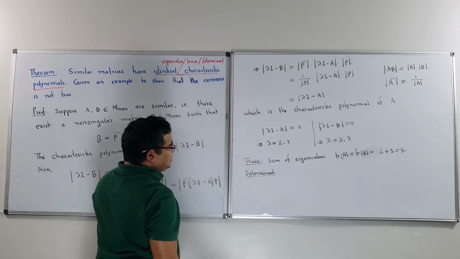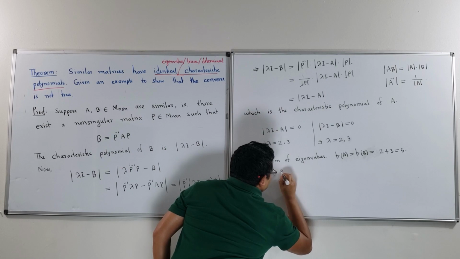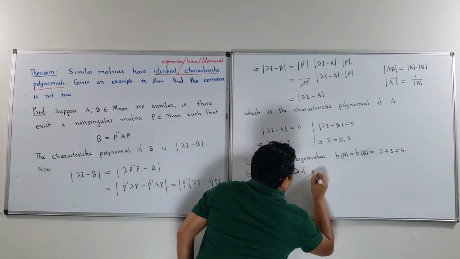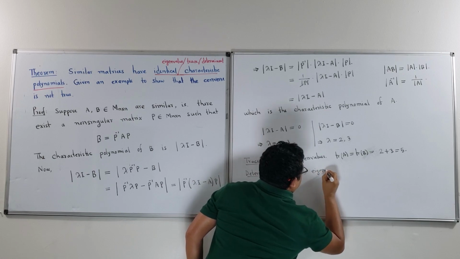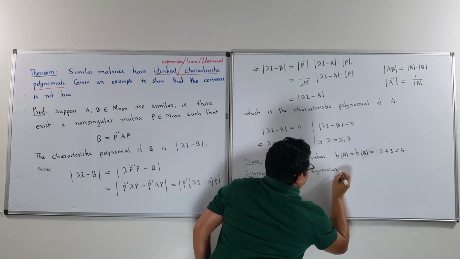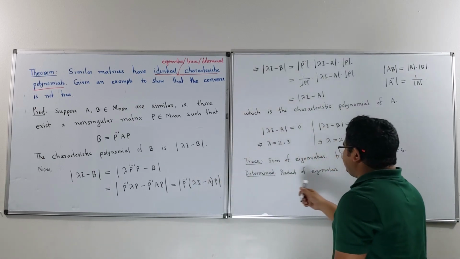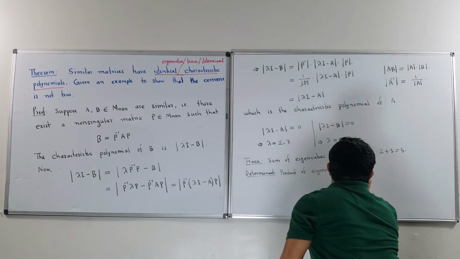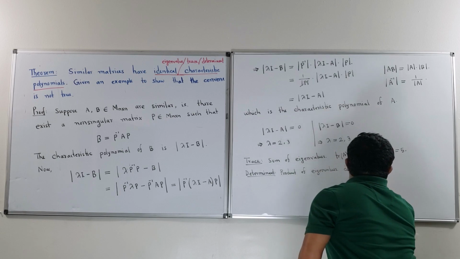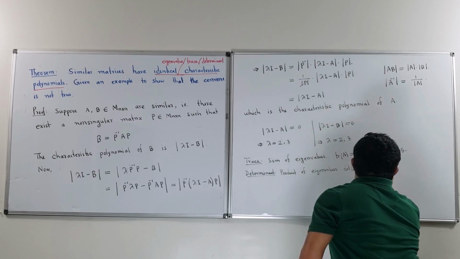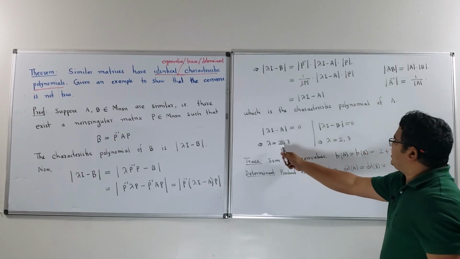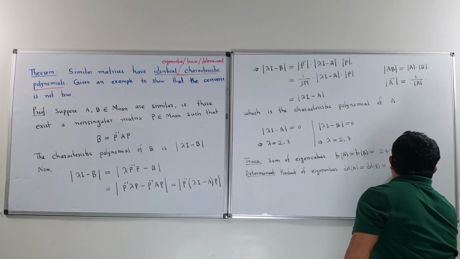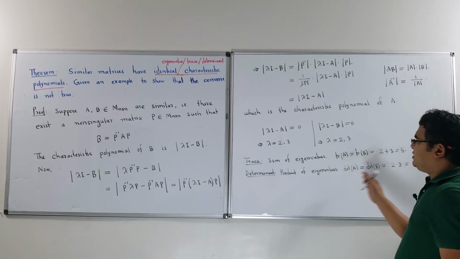And the determinant is also the same. What is the determinant? The determinant is defined as the product of eigenvalues. So the determinant of A equals the determinant of B. We need to multiply these two eigenvalues: 2 times 3, which is 6. So their determinant is also the same.